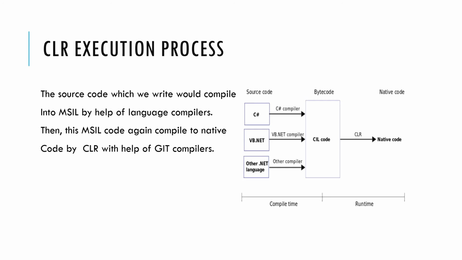So what is the common language runtime execution process? If you develop any application targeting the .NET Framework, first it compiles our source code into MSIL code with the help of the language compiler. Once the MSIL code is generated, CLR takes that MSIL code and compiles it to the operating system native code with the help of JITters.